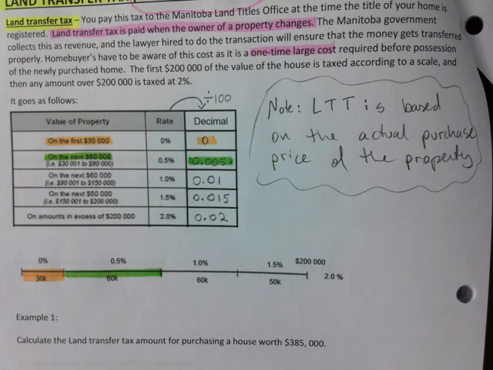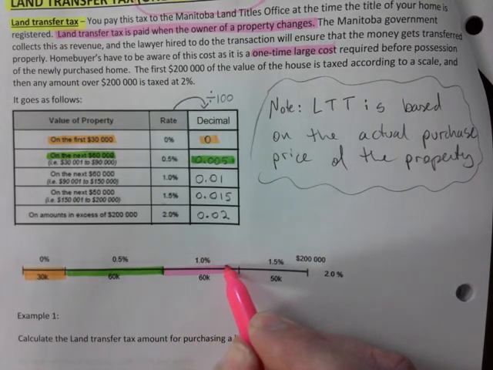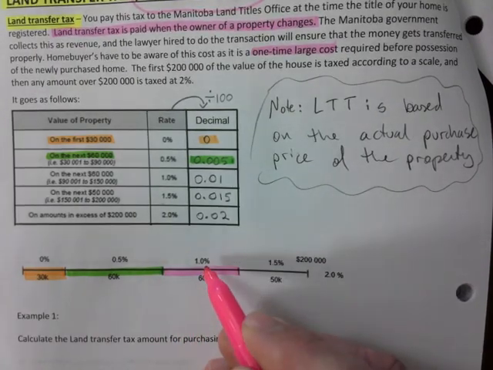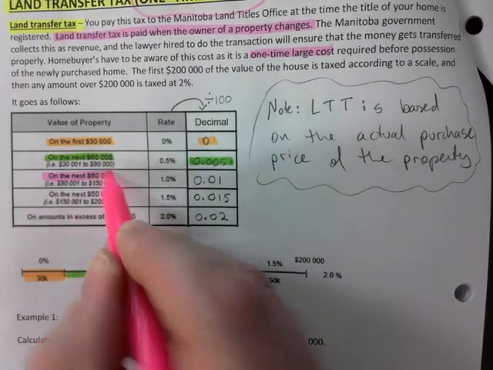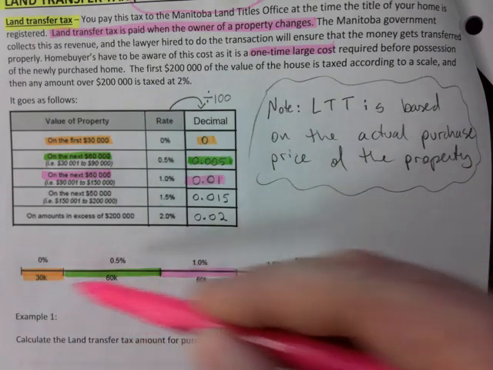And then I'm switching over to pink. On the next $60,000 of your property, you pay 1%. So this, I want you to see this chart live right here on this line.